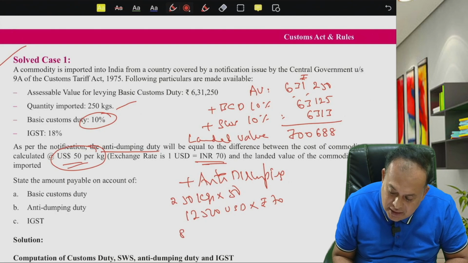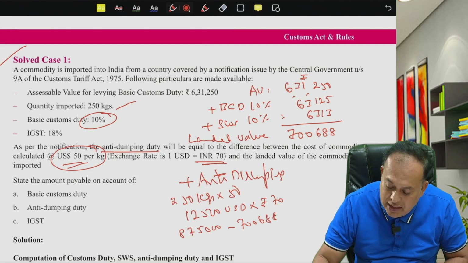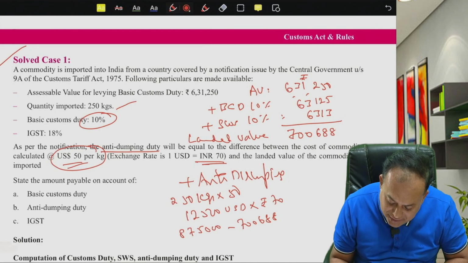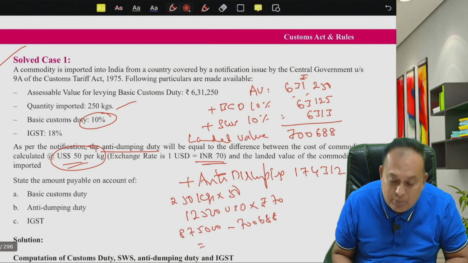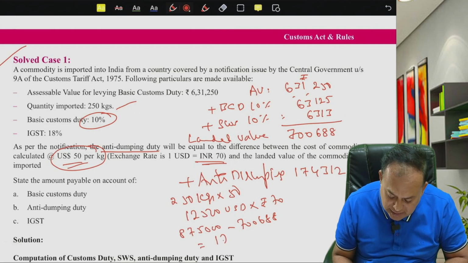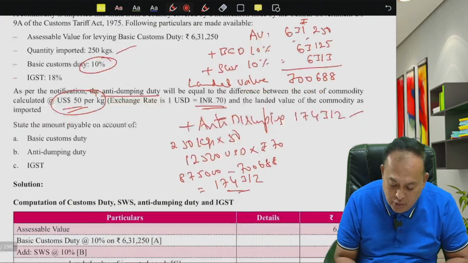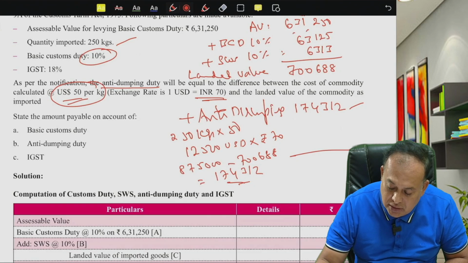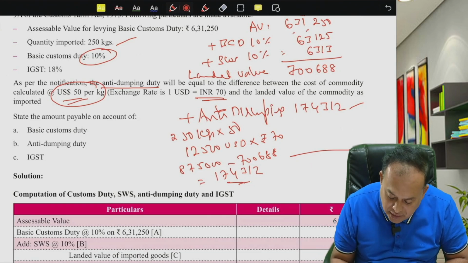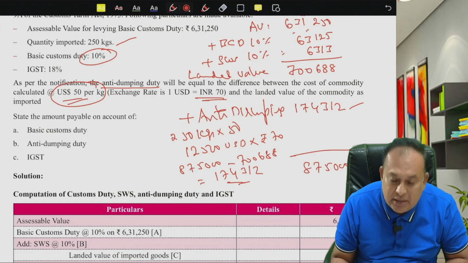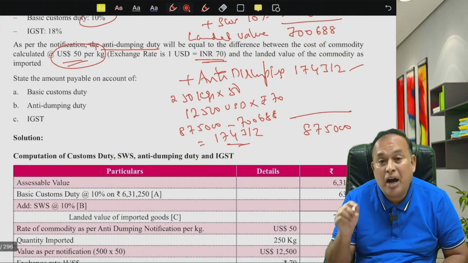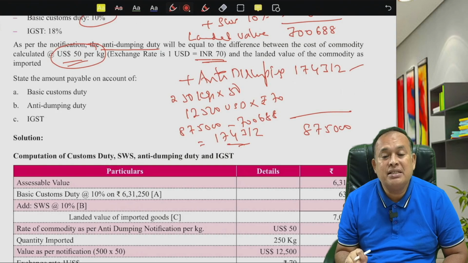Market value 8,75,000 minus landed value 7,00,688. So the anti-dumping duty is equal to 1,74,312. The difference between this market value minus landed value, which is 1,74,312, this amount is equal to anti-dumping duty. Then you add all this. So we got 8,75,000 as the value of imported goods after adding all duties and taxes except GST taxes.